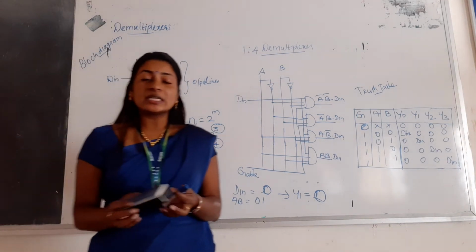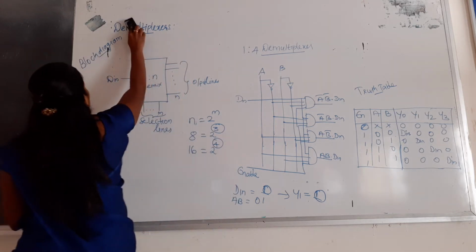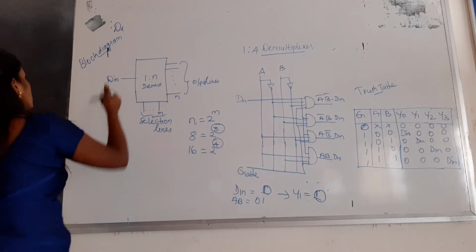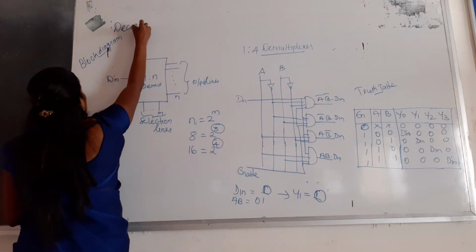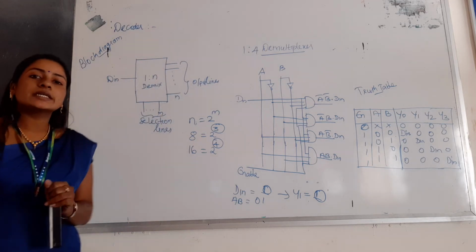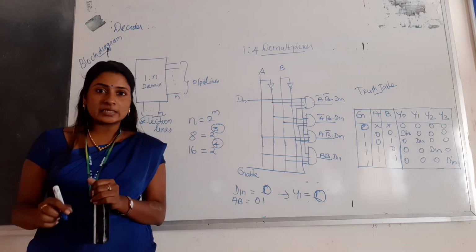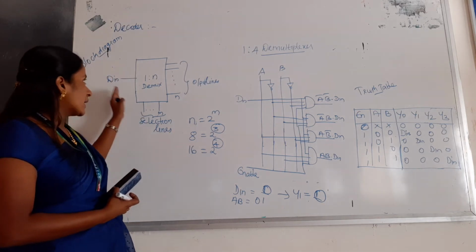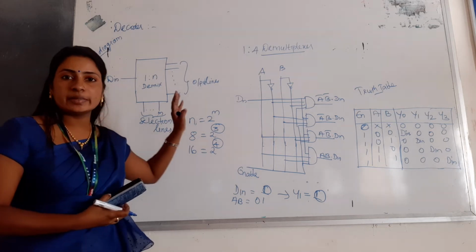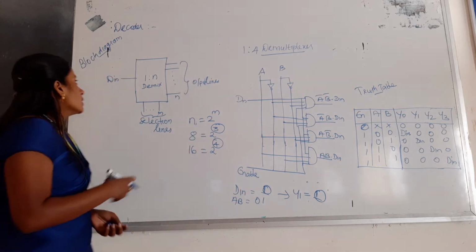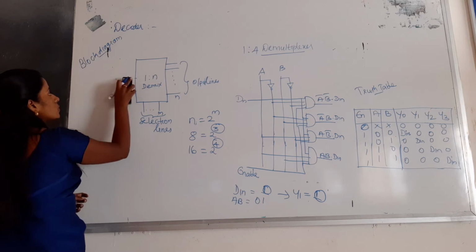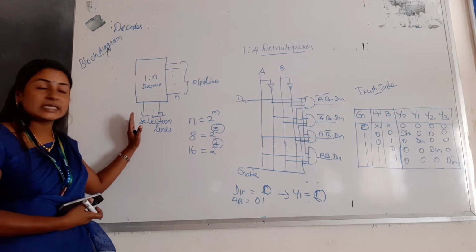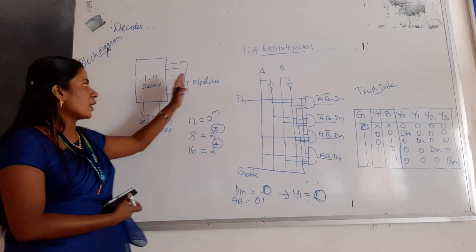Next we are going to see the decoder. A decoder is identical to a demultiplexer, but there is no data line in a decoder. Except for the data line, it is all the same as a demultiplexer. So if I remove the data line from the demultiplexer, it is a decoder. So only selection lines and output lines we have.